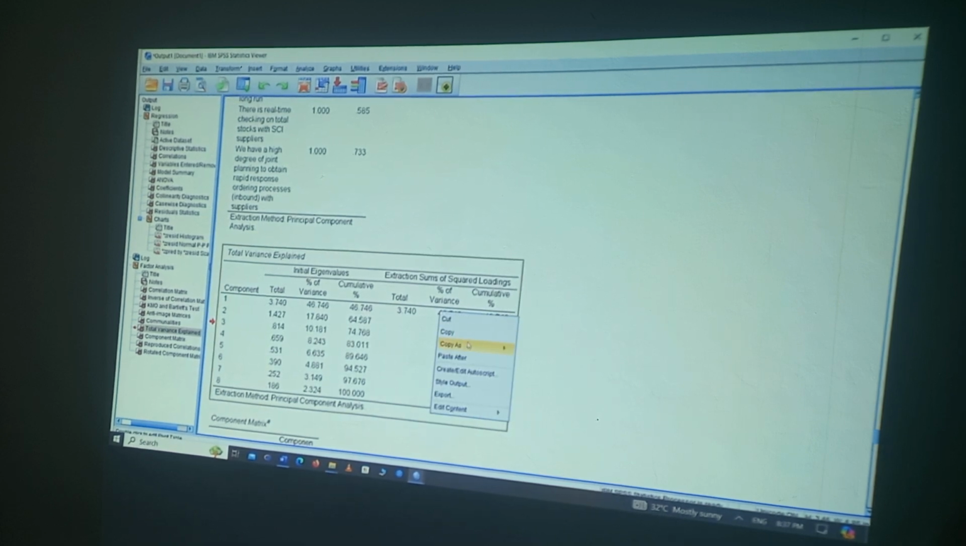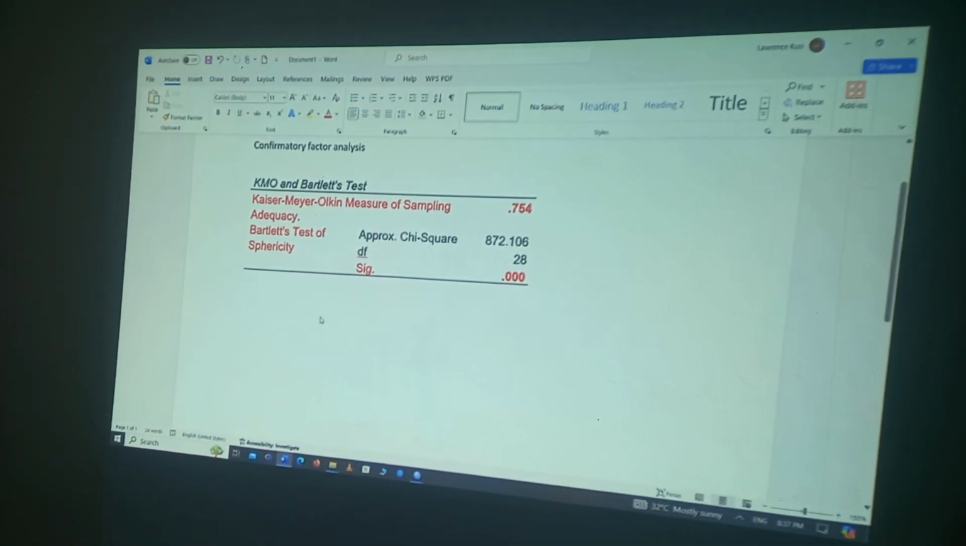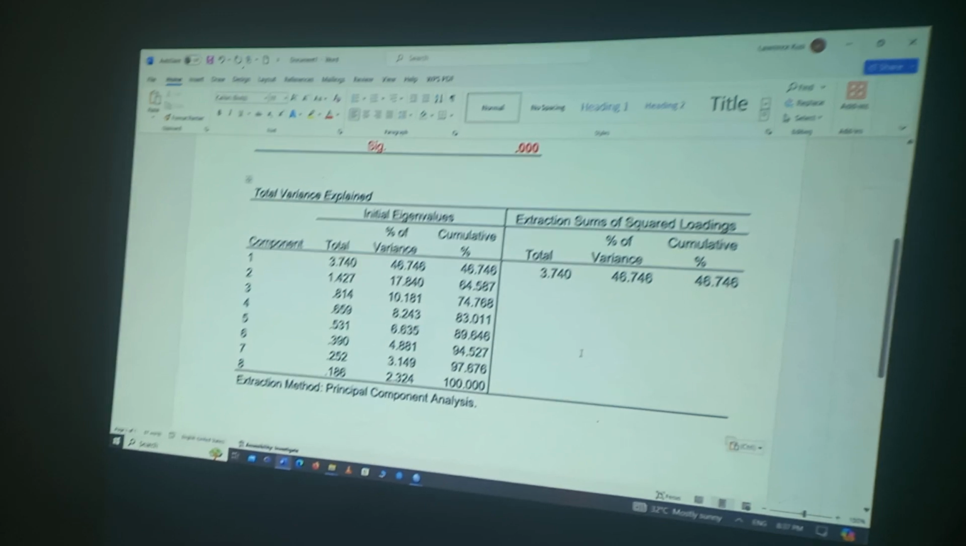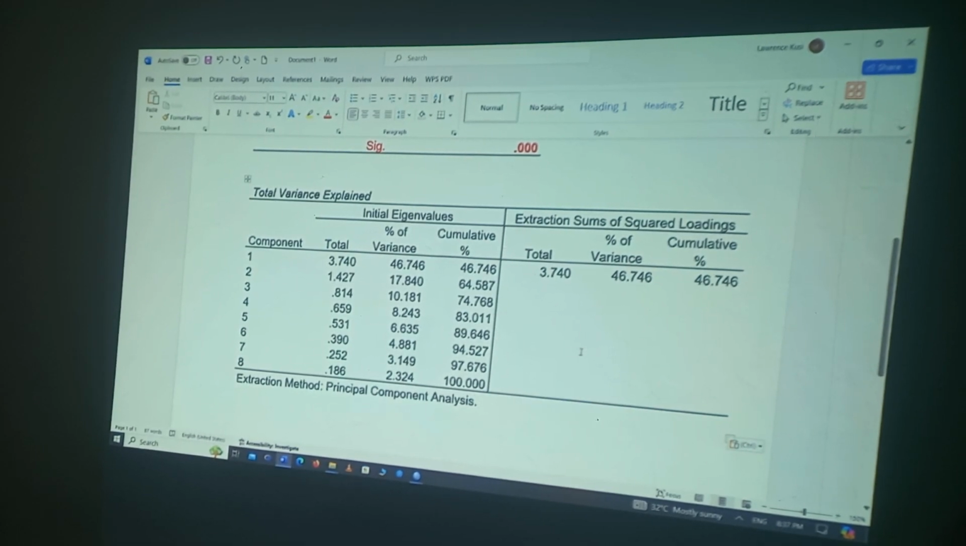So you copy the table called total variance explained. Scroll down and copy a table called total variance explained and put it there. That one too is for something. Have you seen it? Total variance explained.